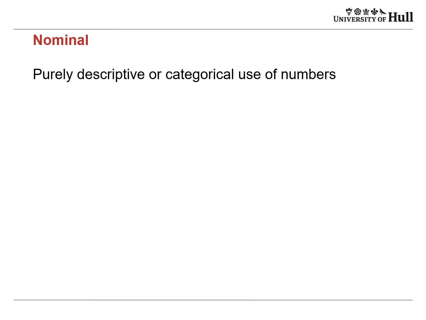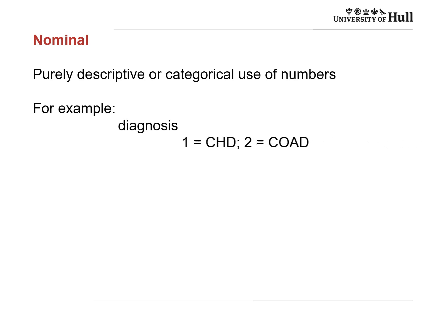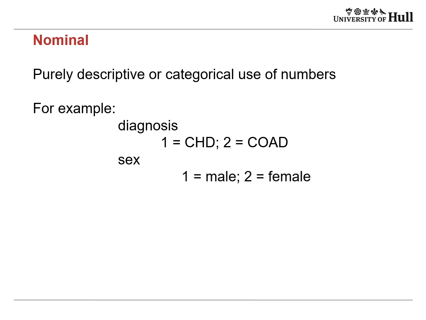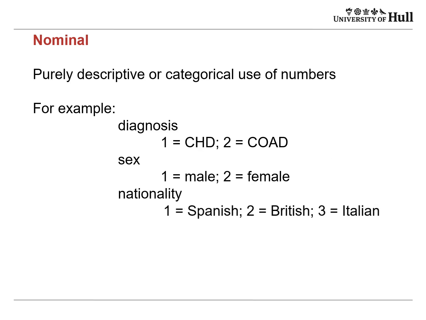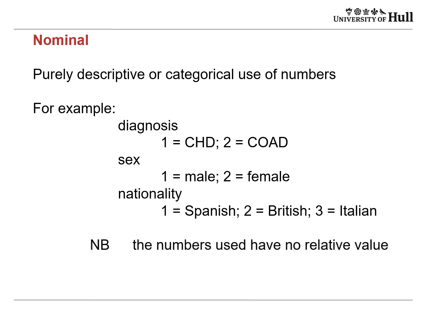First of all, nominal levels of measurement. These are purely descriptive, or the categorical use of numbers. For example, diagnosis could be 1 for coronary heart disease or 2 for chronic obstructive airways disease. Sex could be 1 for male, 2 for female. Nationality could be 1 for Spanish, 2 for British, 3 for Italian.